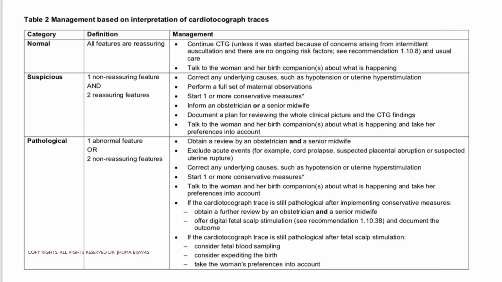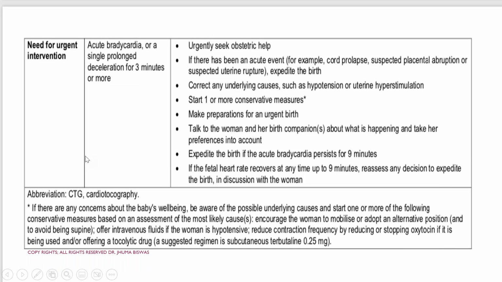So in case of pathological CTG, find out the acute event, find out the underlying cause, either hypotension or hyperstimulation. Do some conservative management like IV fluid and changing position. If she's on syntocinon, then stop the syntocinon for some time and review the CTG again. If it is still pathological, then do the fetal blood sampling. If it is still pathological, you can consider two things: fetal blood sampling or expediting the delivery. These are the things you can do in case of pathological CTG.